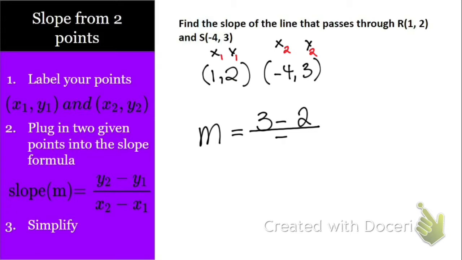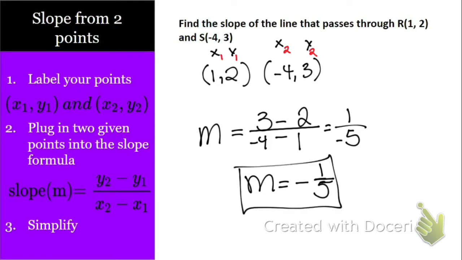At the bottom of the fraction, we're looking for x2. So we go to our x's. Number 2 is -4. We go to our other x, number 1, so we put a 1. Now we solve. 3 minus 2 is 1. -4 minus 1: the signs are the same, so we add and keep the sign. It's going to be -5. Because the bottom number is negative, when I write my slope, I bring my negative out front. So my slope is -1/5. And that's how you find the slope for those 2 points.